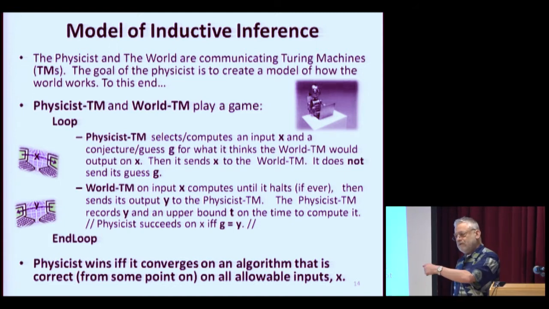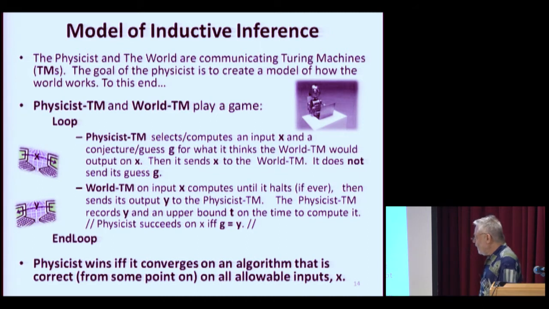And it's the job of the physicist to try to figure out how that Turing machine works. So he feeds the world x1, gets back y1, feeds x2, gets back y2, and basically that physicist wants to be able to determine the rule for generating this. And we say that the physicist wins if it indeed converges on an algorithm that's correct, right? Converge on an algorithm that's correct.